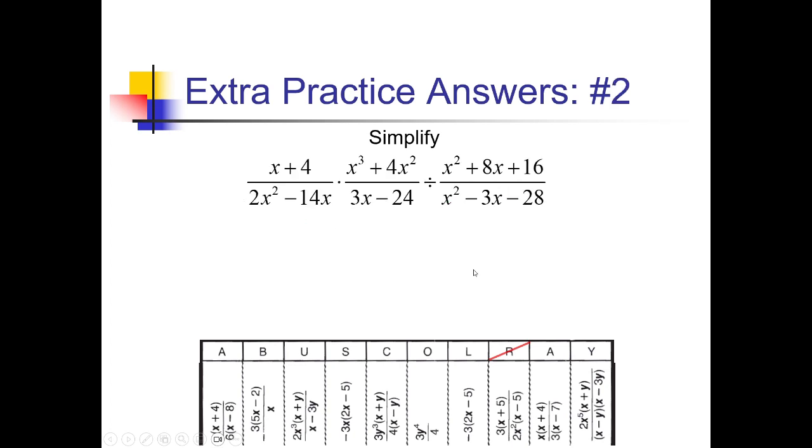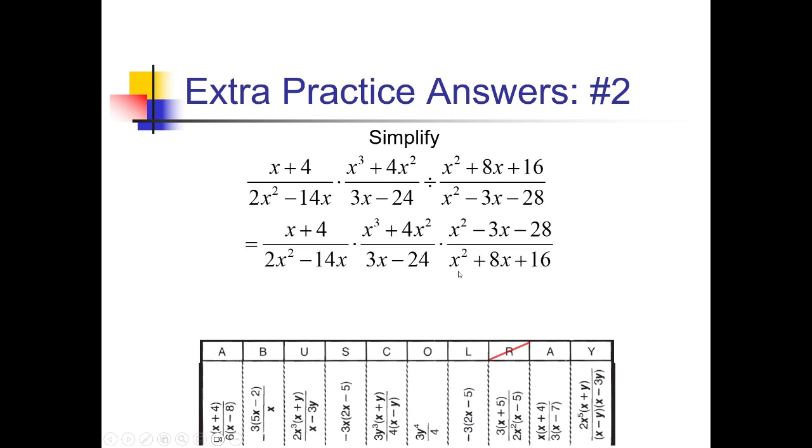For number 2, this one's a little different than the last one because we have division going on here. So before I do any kind of factoring, I'm going to first multiply by the reciprocal for this last fraction, same change flip. So the first 2 fractions staying the same, this last one turning that upside down. It looks kind of the same, but notice that I now have my negative 3x up top instead of on the bottom, along with this 28.